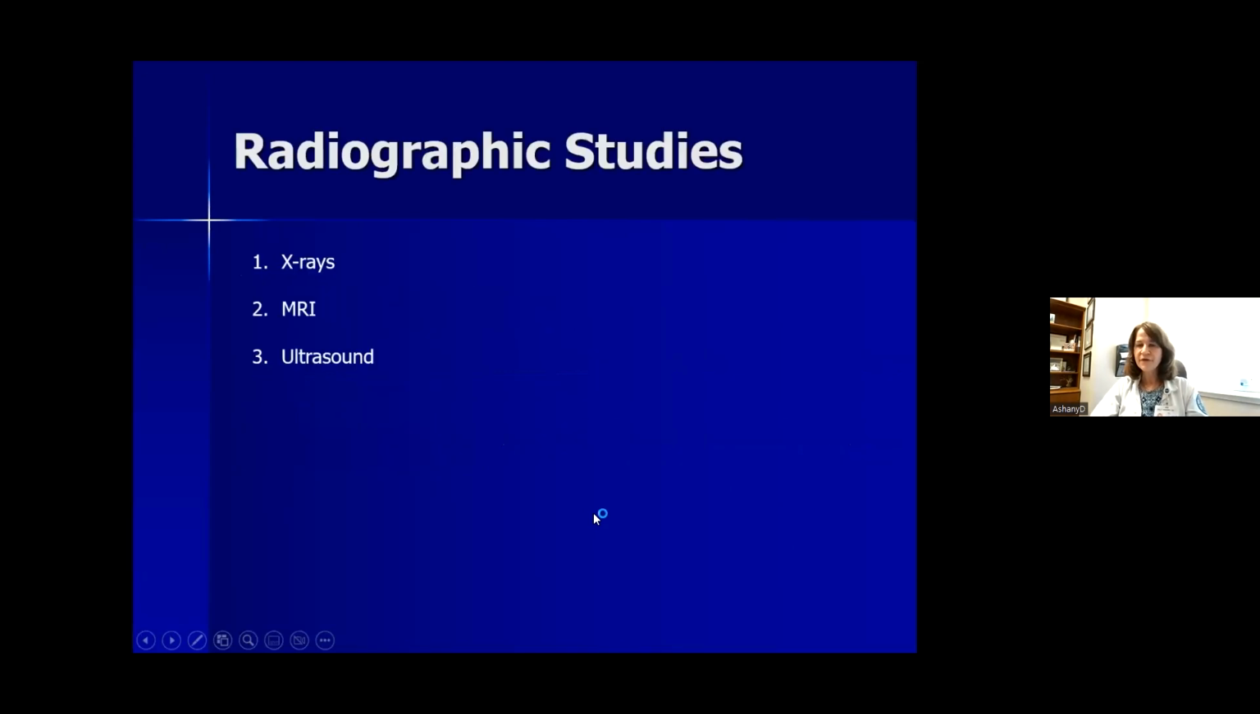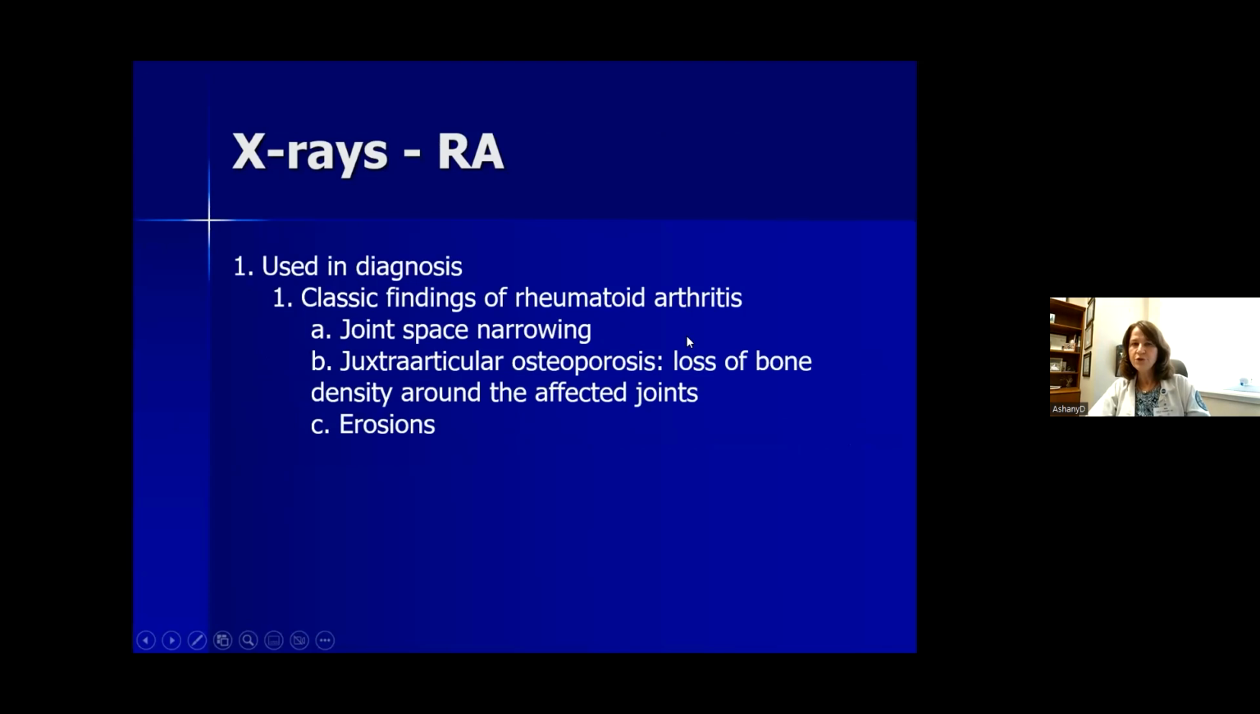I'm going to move now from laboratory tests to radiographic studies. And the radiographic studies that we usually employ are X-rays, MRI, and ultrasound. In rheumatoid arthritis, we use X-rays to look for classic findings of the condition. So you might come in with swollen and tender joints, and the X-rays might give us a little bit more information about what's going on. Also, because things can evolve over time, it's important to get a baseline.